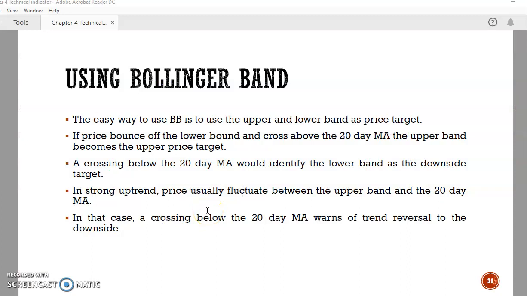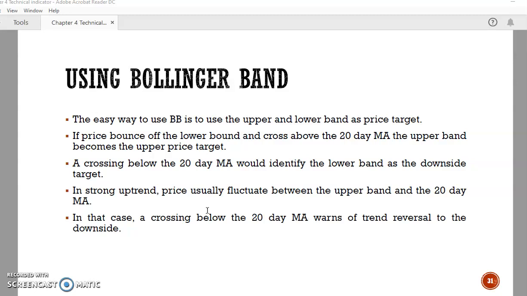Okay, how do we want to use Bollinger Band? The easy way to use BB or Bollinger Band is to use the upper and lower band as a target price. There are many ways to use Bollinger Band. If price bounces off the lower band and crosses above the 20 days MA, the upper band becomes the upper target price. A crossing below the 20 days moving average would identify the lower band as the downside target. So in this case, the upper and lower band act as our target price.